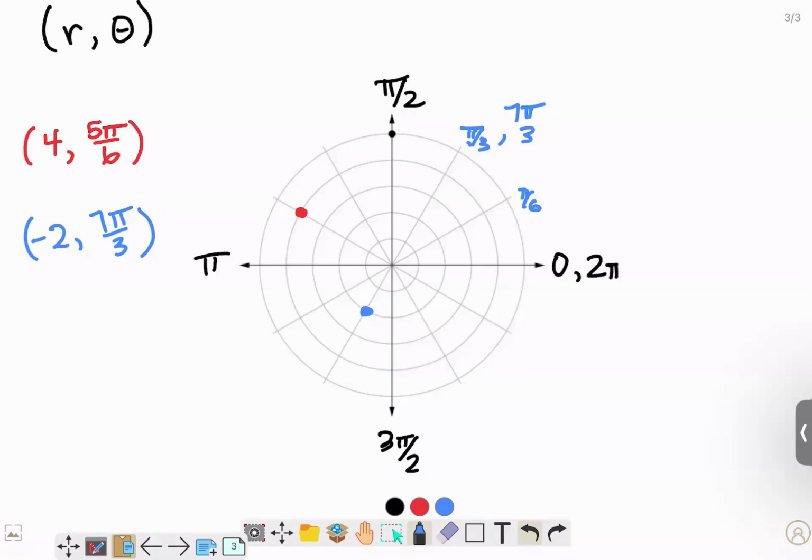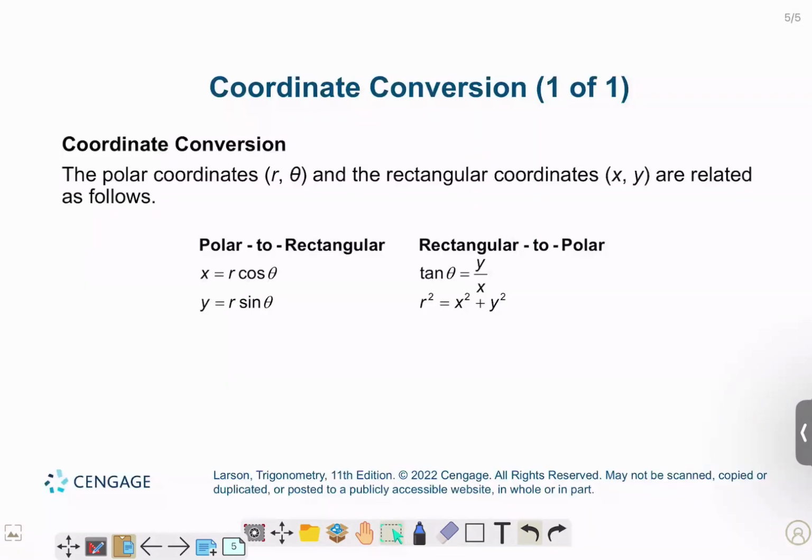So maybe you notice here that (-2, 7 pi over 3) is not the only way to represent that blue point that I've drawn. There are several different ones. So in our rectangular coordinate system, each point is unique, but in polar coordinates, there are multiple representations for angles. Now, here are the relationships between polar coordinates and rectangular coordinates, so we can use these equations to convert between the two forms.